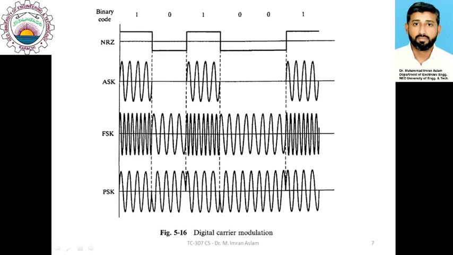So this was a brief introduction related to the bandpass signaling. So 3 main categories of bandpass signaling have been discussed in this part: ASK, FSK and PSK. Although I gave the example of binary signaling, the same concept can easily be extended to the M array signaling.